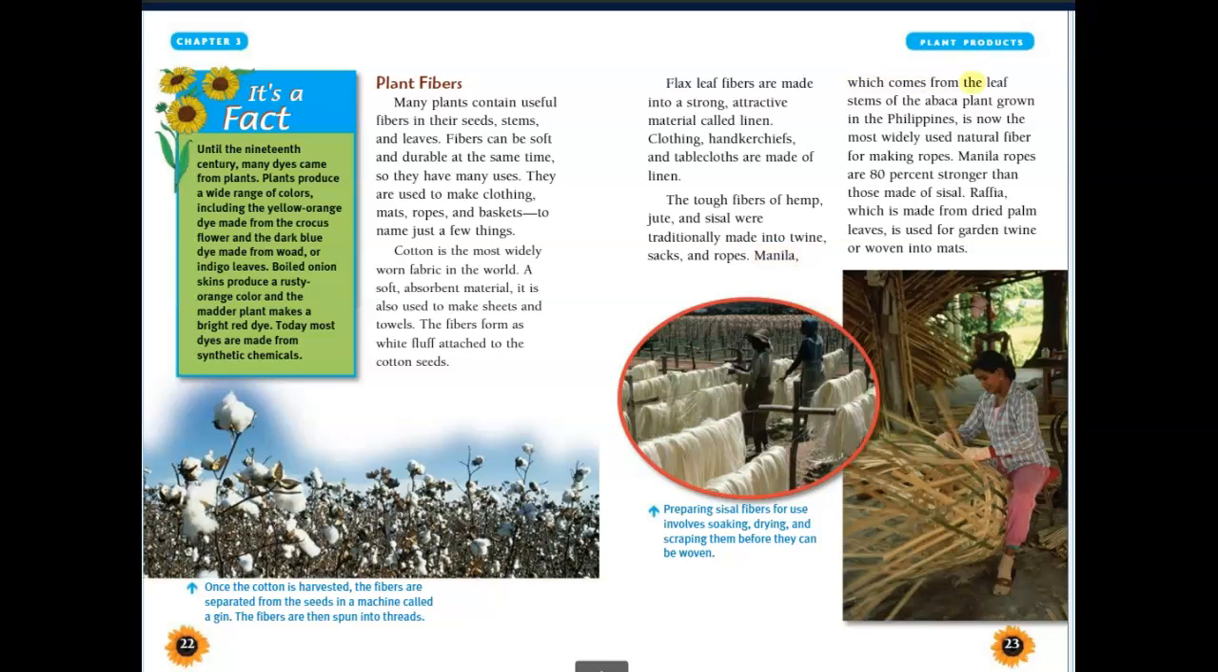Manila, which comes from the leaf stems of the abaca plant grown in the Philippines, is now the most widely used natural fiber for making ropes. Manila ropes are 80% stronger than those made of sisal. Raffia, which is made from dried palm leaves, is used for garden twine or woven into mats. Preparing sisal fibers for use involves soaking, drying, and scraping them before they can be woven.